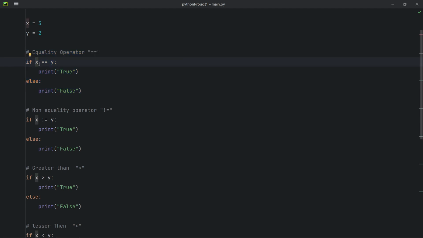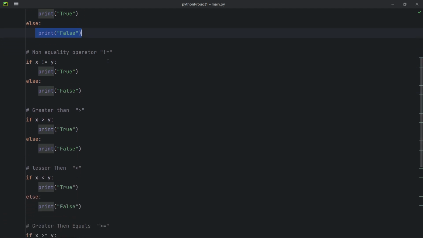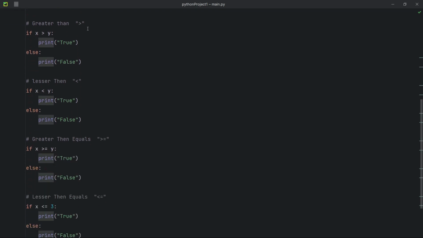So the operands here are x and y, and we can clearly see that 3 is not equal to 2, so the answer will be false, right? Now the next operator is not equals. Now it is just the vice versa of equality operator, so it will basically check whether two operands are not equal. So clearly, we can say that 3 is not equal to 2, so the answer will be true, right?